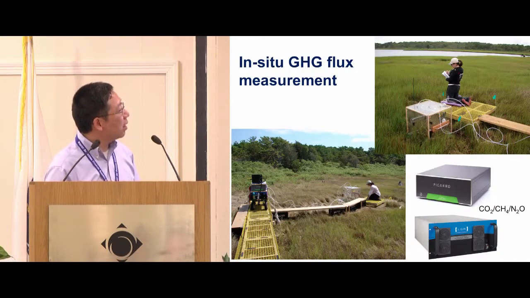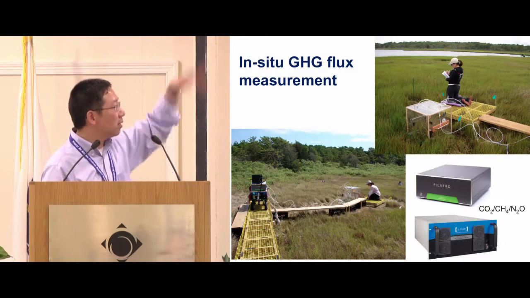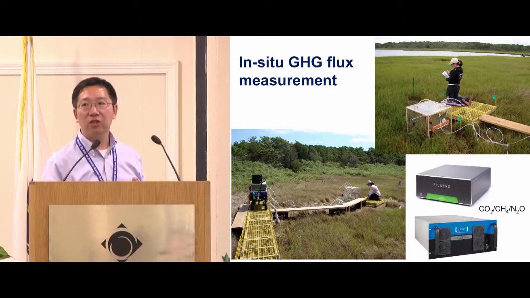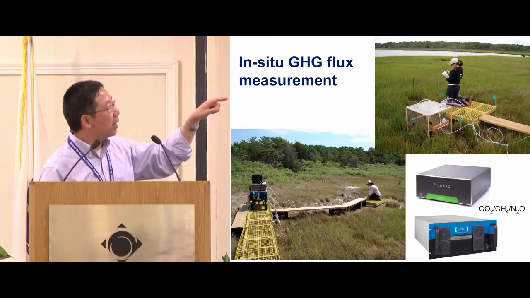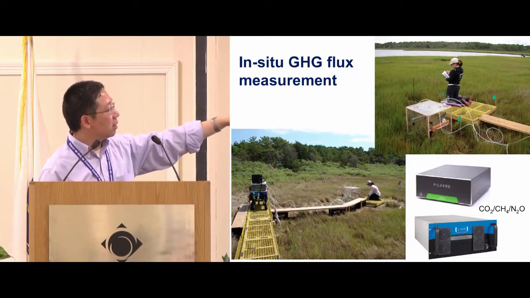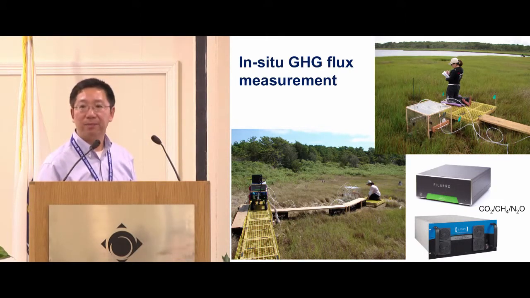And this shows you some of the instruments. We can put the transparent chamber over there; you can see it in the upper right panel. This is a transparent chamber. We cover a patch of the marsh with it, then take the air out of the chamber and connect it to the analyzer, and then we can make the instantaneous measurement.